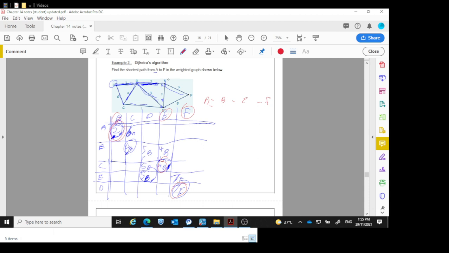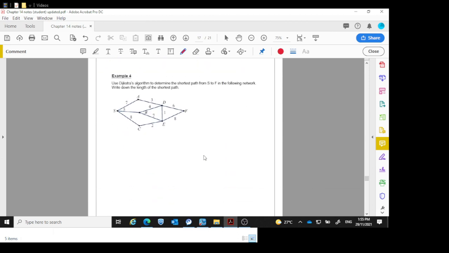What's my shortest path of distance? The 7. 7 is my shortest distance. And that goes from A to B to E and to F. So A to B to E to F. That's a distance of 7. And that's how we use Dijkstra's algorithm. I put the letters on the number so I know where it's coming from. It's easier for me.